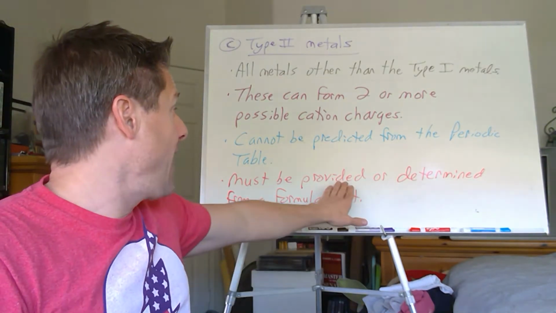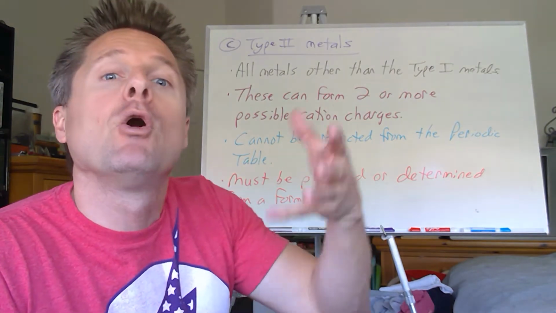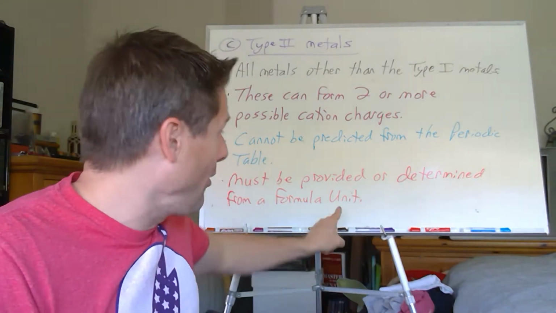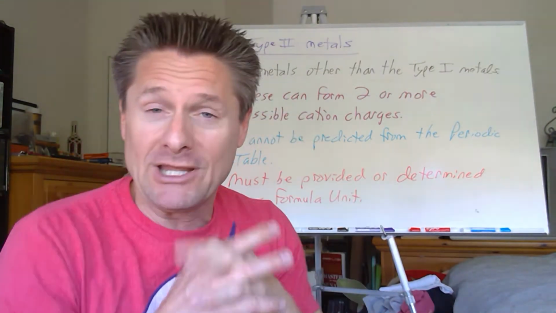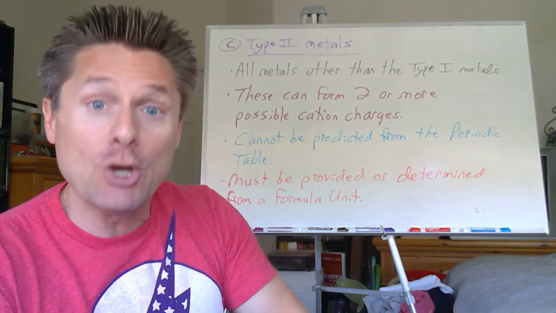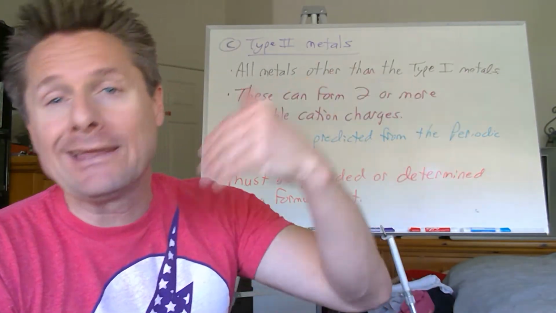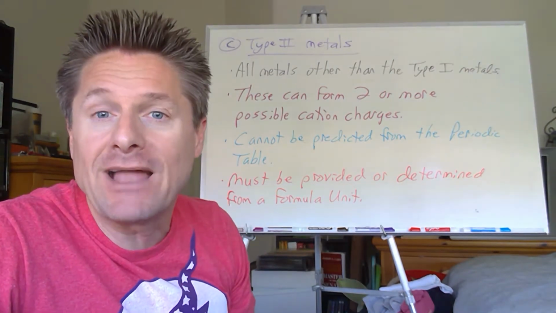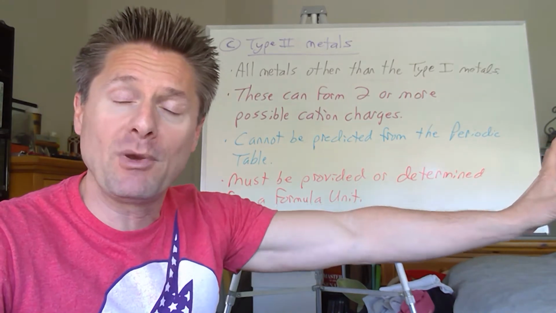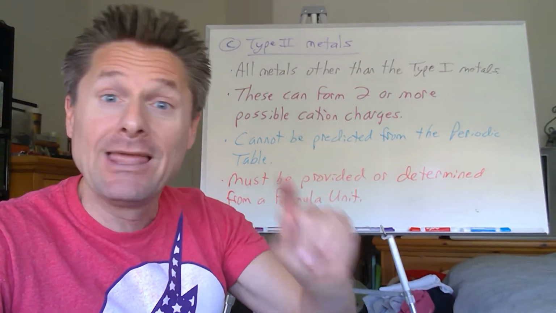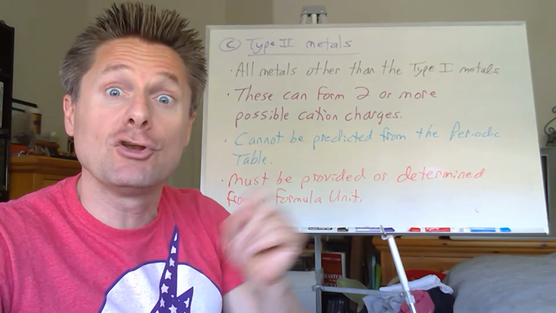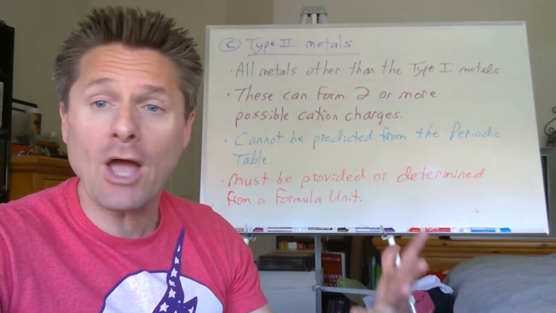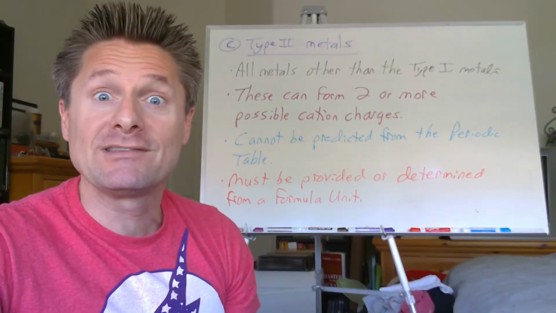You either have to have it provided to you. Oh, here's iron with a +3 charge. Here's lead with a +2 charge or a +4. It has to be specified. Or you're given the actual formula unit, and from the formula unit, knowing the anion charge, we can determine algebraically, like reverse engineering, the positive charge of that type 2 metal. So type 1 metals you can determine from the periodic table. Type 2 metals you cannot know a specific charge. You can know it may be this or this, but you need more information to figure out the specific one. So there you go. We can start putting some formula units together. Let's do it.